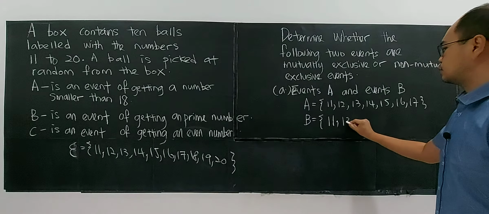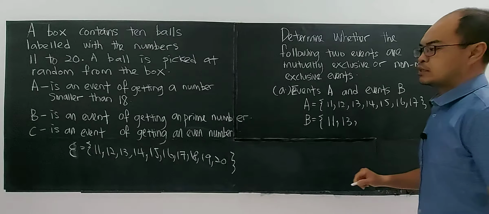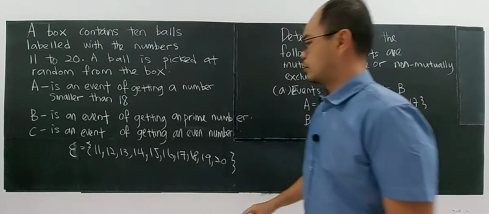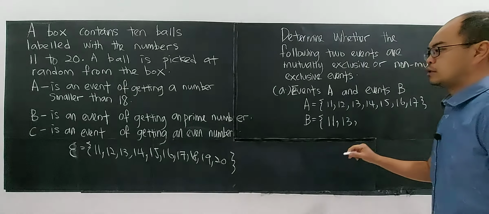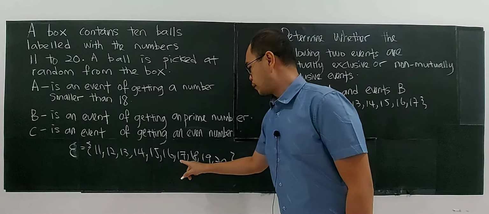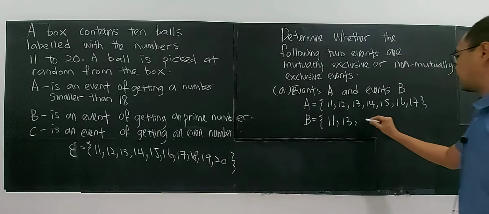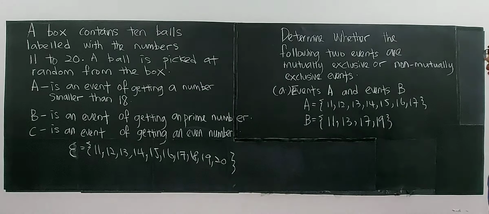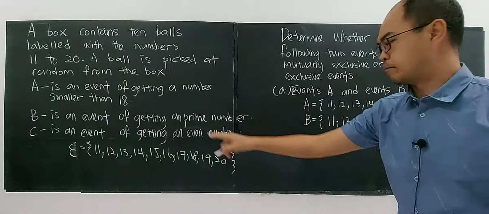So 11, 13. 15 is not a prime number because 15 can be divided by 3 and 5. It's an odd number, but it's not a prime number. So the following will be 17 and 19. These 4 will be the prime numbers out of the 10 numbers here.